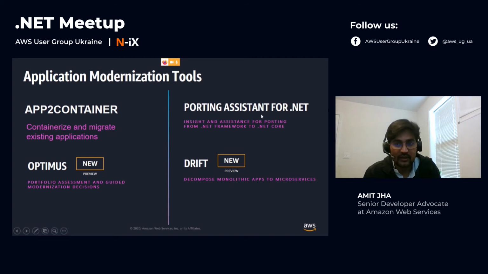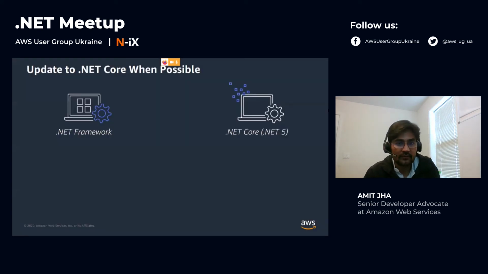Porting Assistant for .NET is a very neat tool if you have a legacy .NET Framework based application and you want to analyze what it would take to port it to .NET Core or .NET 5. It can give you information about what NuGet packages and dependencies you have, what the incompatibilities are, and the actual source code that you would need to change. We have a couple of additional services in this space to enable end-to-end portfolio assessment and guided modernization decisions. This is the Drift service, for decomposing an existing monolithic application into a set of microservices. Those are work in progress.